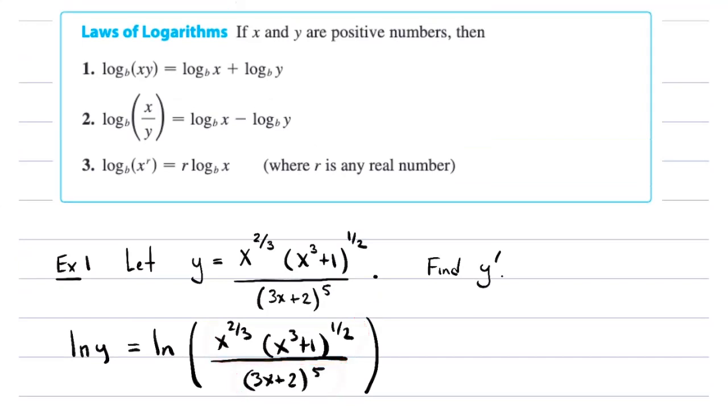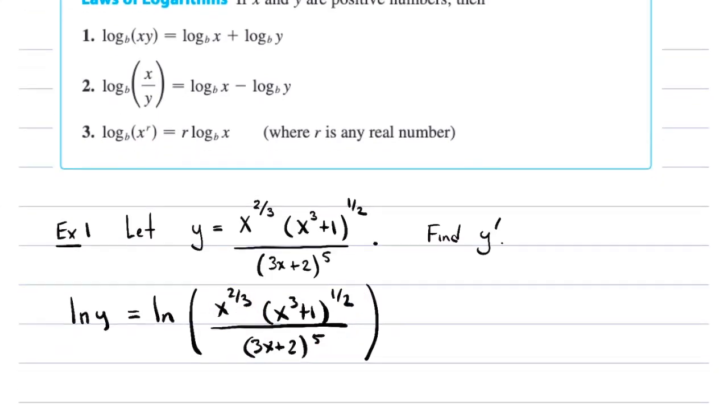In the numerator, there's a product. So when I take the natural log of that numerator, I'm going to write it as the natural log of this factor plus the natural log of that factor. That's using the first logarithm property. And then in all three summands that are there, I've got exponents. And I'm going to use this last property to write those exponents as coefficients. So the 2/3 will come down, the 1/2 will come down.